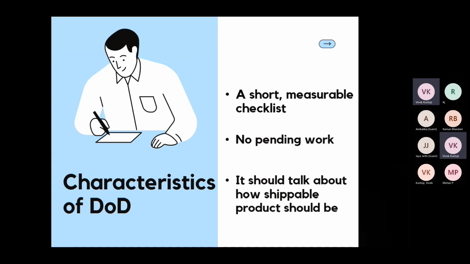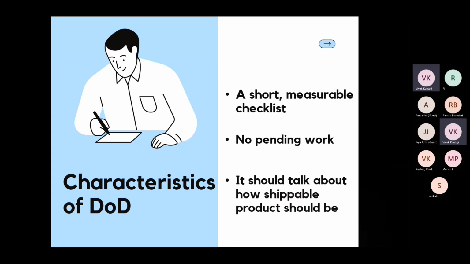What do you mean by measurable? By measurable, I mean that whatever points you include in the checklist, you should be able to measure your work items against those points. So it's not just for namesake that you maintain the checklist, but you should be able to measure the checklist items against each work item that we are going to contribute towards the product increment.